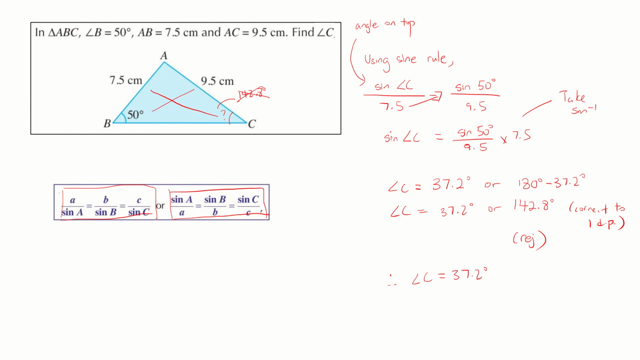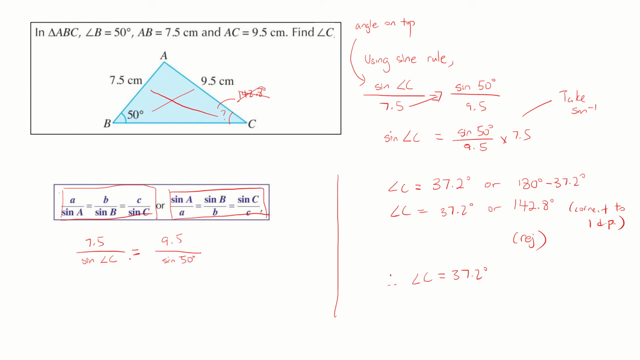So now let's go back to our earlier question. Why didn't we put the length on top? Let's do it over here. Let's suppose we put the length on top now. So we want to find angle C. So 7.5 over sine angle C is equal to, because now my length is on top, length on top must correspond with length on top. So in this case it is 9.5 over sine 50 degrees.